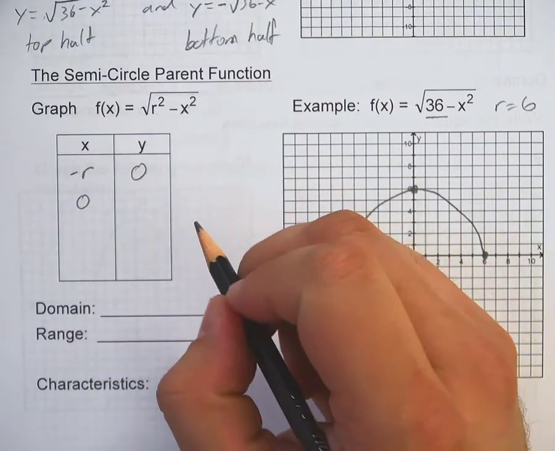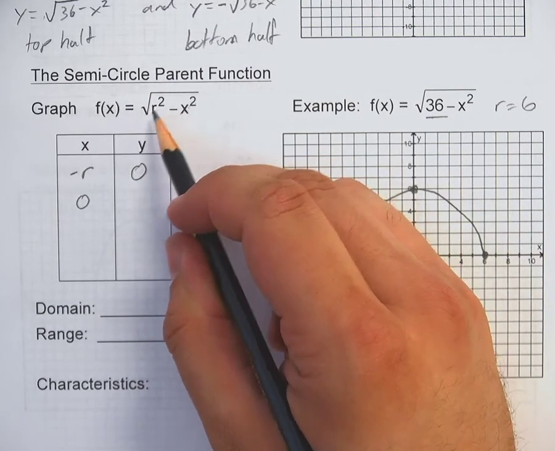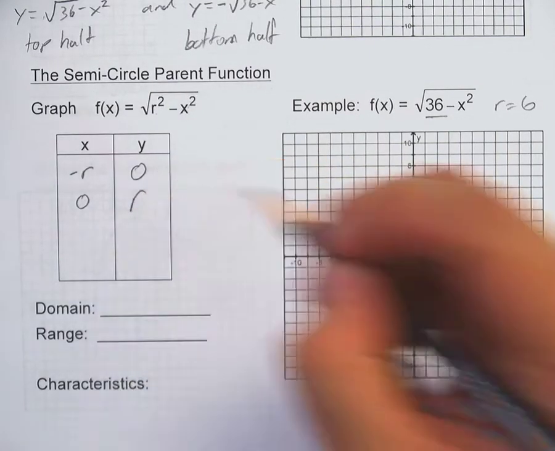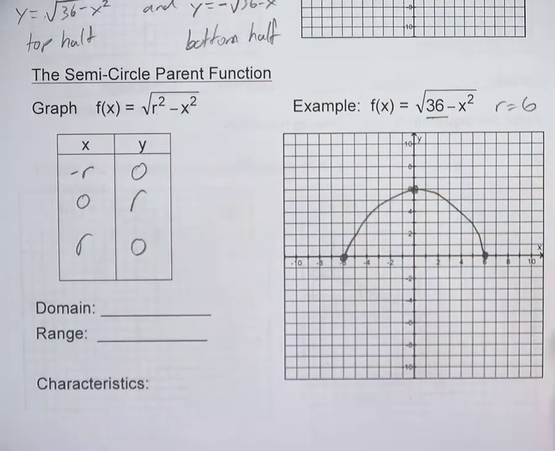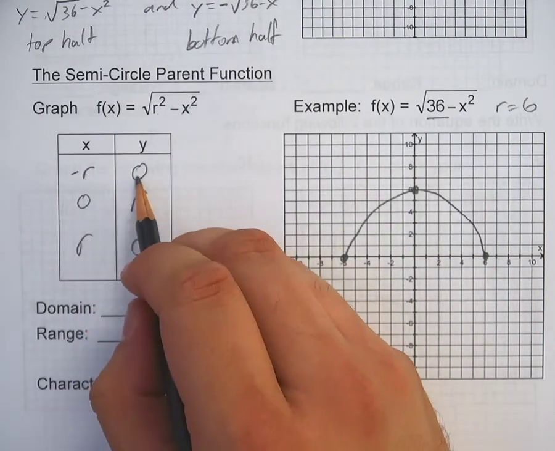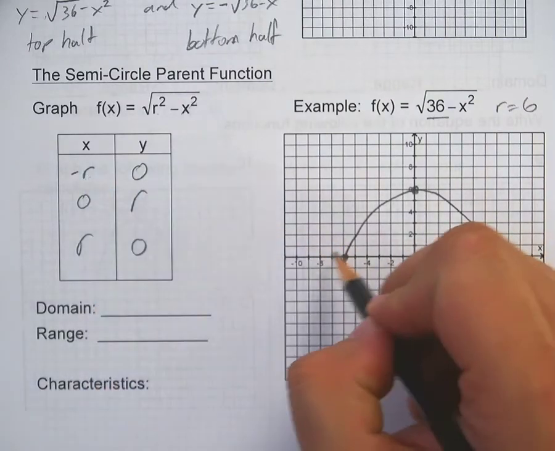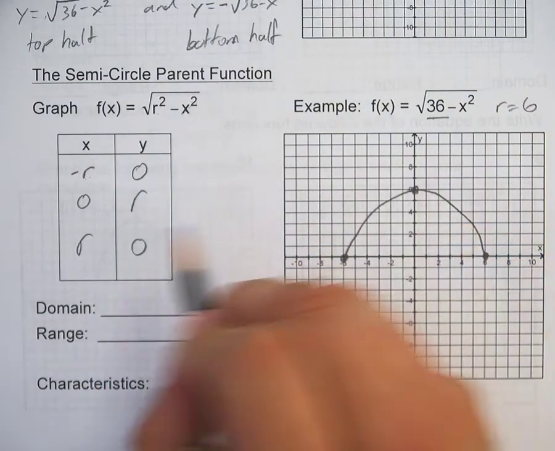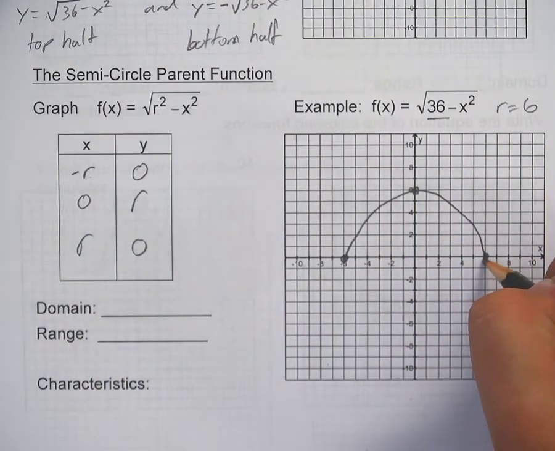Plug in a 0 and you get the 0 squared is 0. Square root of r squared is r. Plugging in r for x and you get 0 again. See what these points are always going to be the same. Negative r comma 0, like if our radius was 6, negative 6 comma 0 is right here. 0 comma 6 is up here. 6 comma 0 is over here.